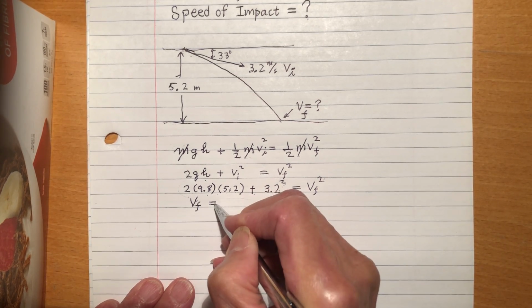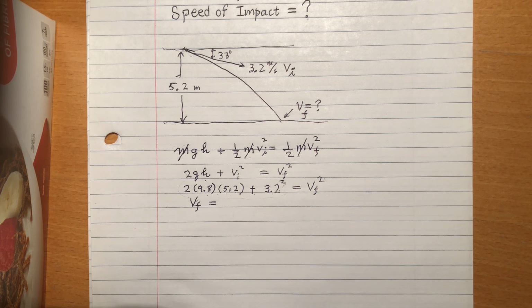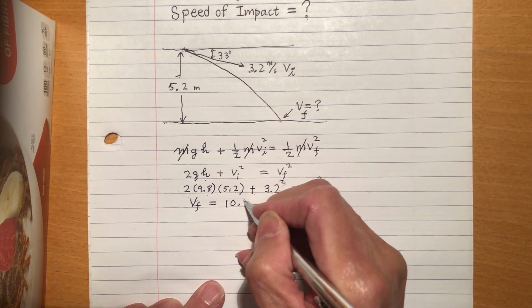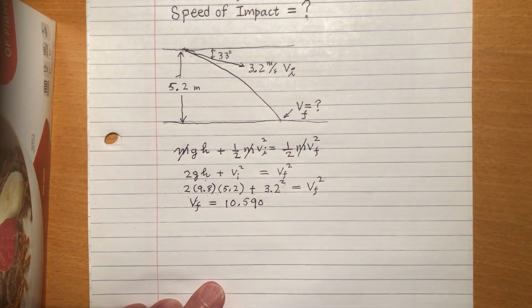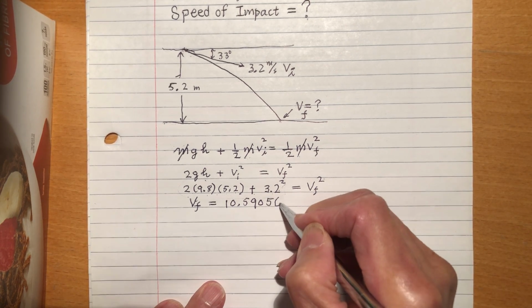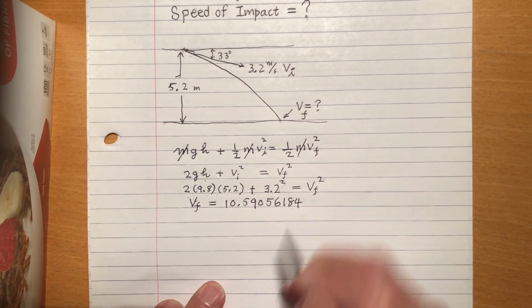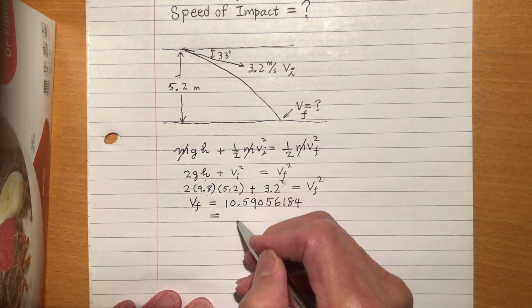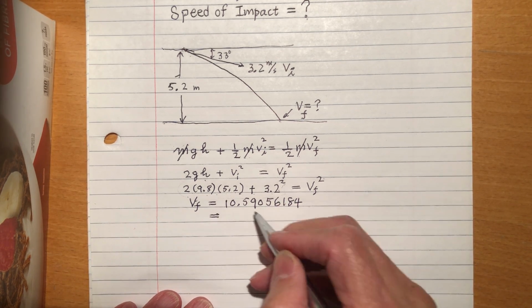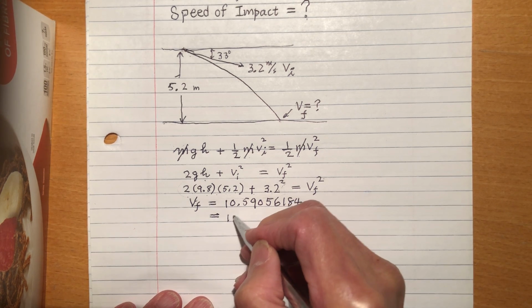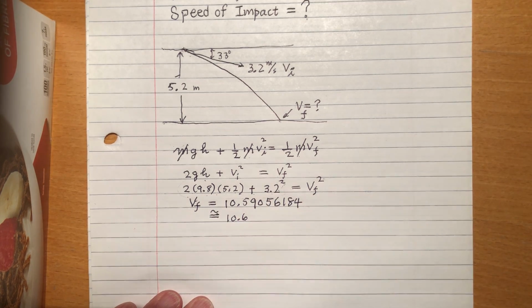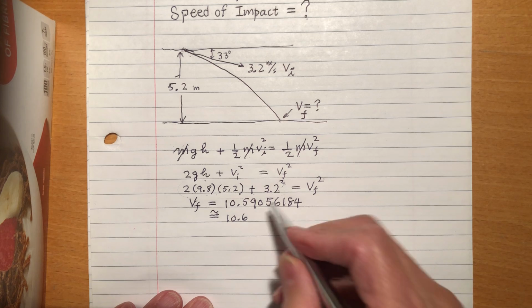And I did this. Let me get my answer. So that's my answer from the calculator. Then I don't need so many digits, so I just round it. Okay, so I can write 10.6. I rounded to 10.6, and so that's my answer.